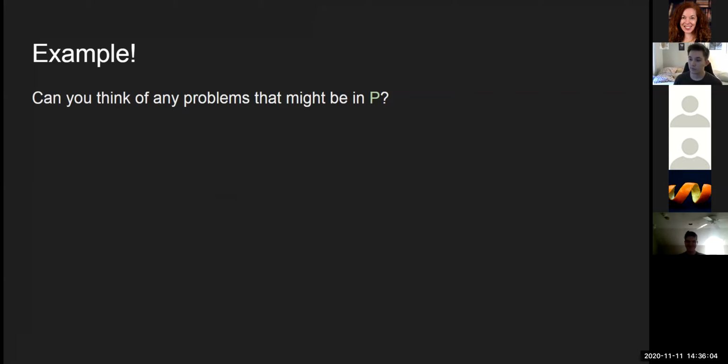Searching. Searching. That's a good point. So looking for paths, searching for a path is absolutely a polynomial time algorithm, or has a polynomial time algorithm, which means it is in P. So that's a good example.